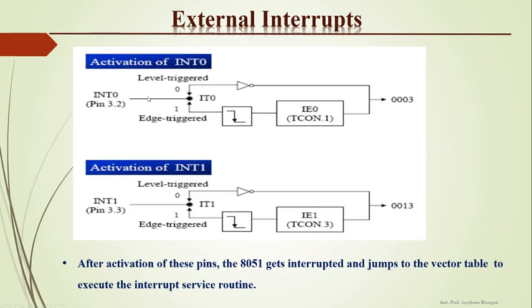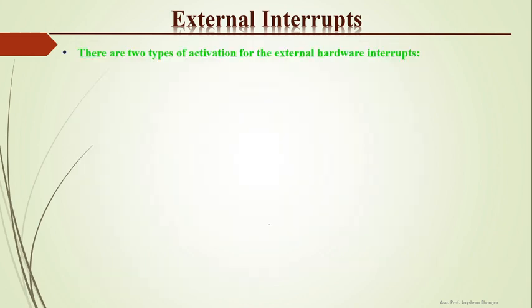So here, after activation of this int0 interrupt, it will jump to the ISR address or vector address, that is 0003H, and when int1 is interrupted, it jumps to its vector address, that is 0013H. So after activation of these pins, the 8051 gets interrupted and jumps to the vector table to execute the interrupt service routine available over there. So there are two types of activation, that is level triggered interrupt and edge triggered interrupt.